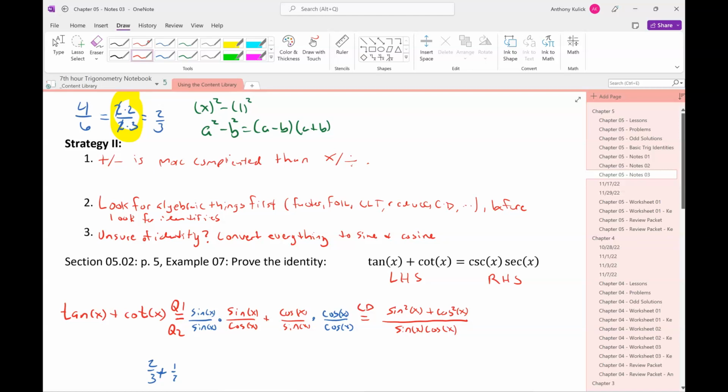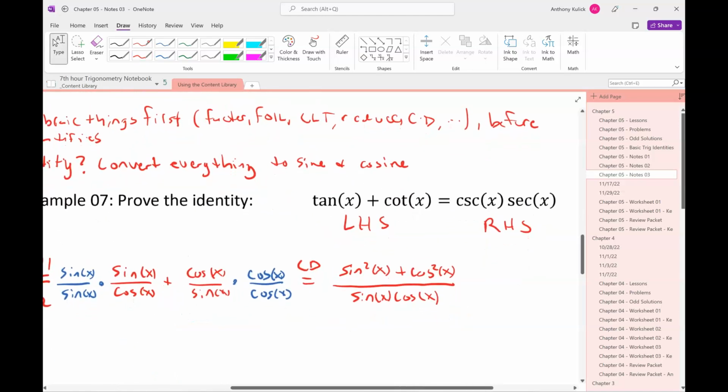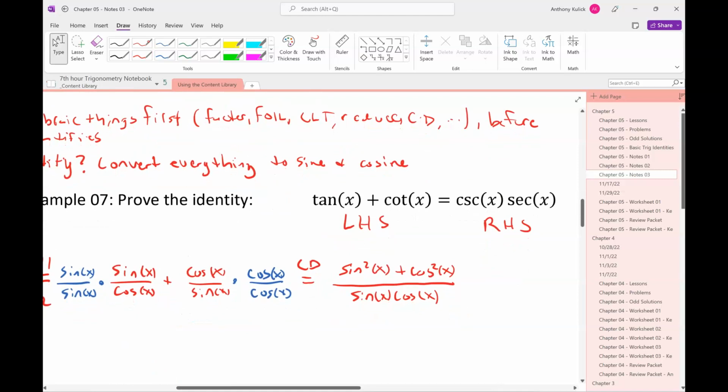Everybody cool so far? What do I have here? Okay, first thing I'd want to say, yes, but let's put a hold on that. I have a single fraction. What can I algebraically do with a single fraction? Reducing would be the only thing I can do. Can I reduce this as it's currently written?